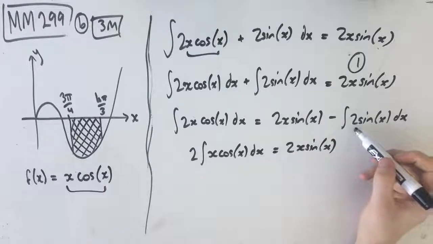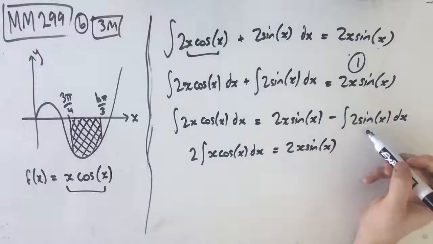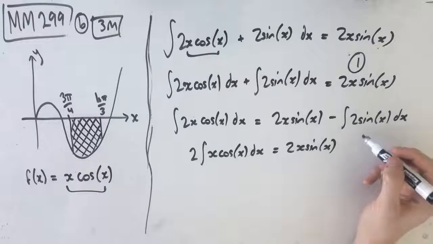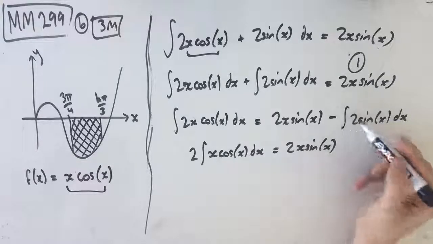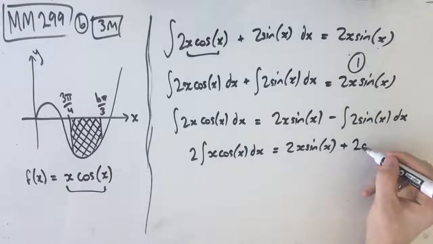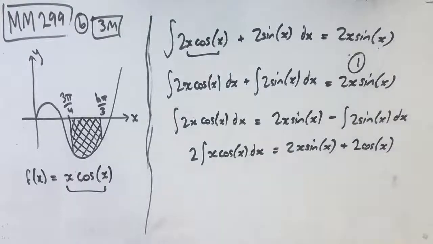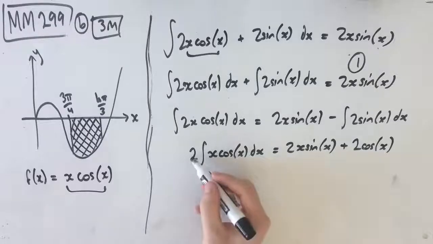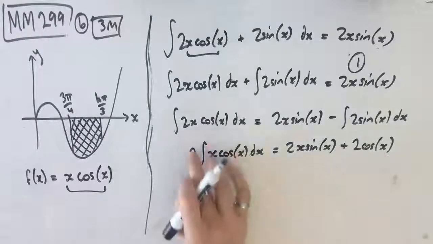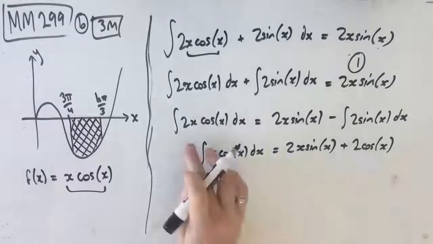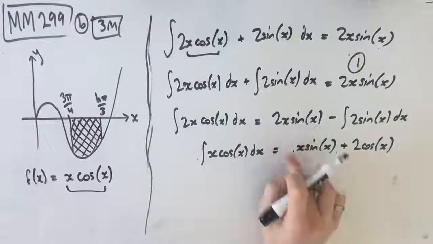Now, the integral of 2 sine x is negative 2 cos x, so if we're taking that away, we get plus 2 cos x. Awesome. Now, from here, we can simply divide both sides by 2 to get rid of this 2. Actually, because all these have 2's, I'm just going to cancel these.